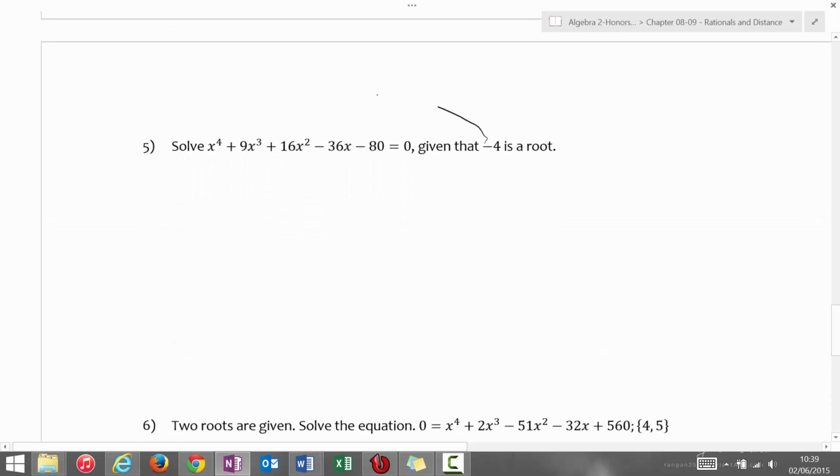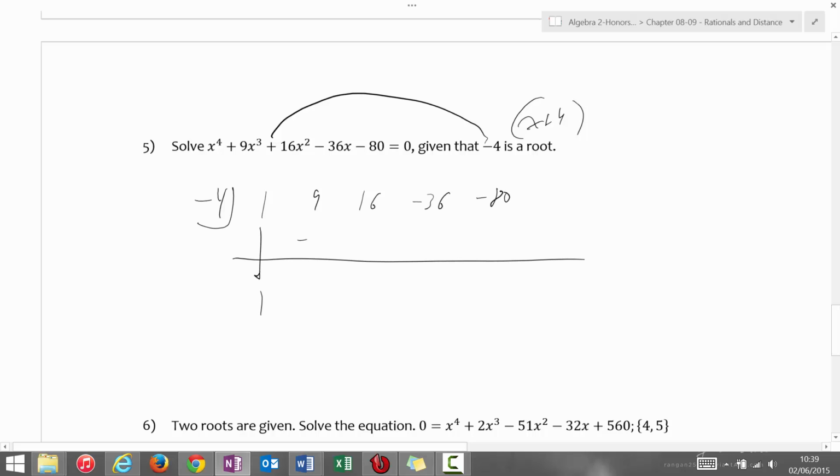If I know negative 4 is a root of this one, I can pull the x plus 4 out. I can factor or divide x plus 4 out very quickly. 1, 9, 16, negative 36, negative 80. So I got negative 4, 5, negative 20, negative 4, positive 16, negative 20, positive 80. And then I get x cubed plus 5x squared minus 4x minus 20.